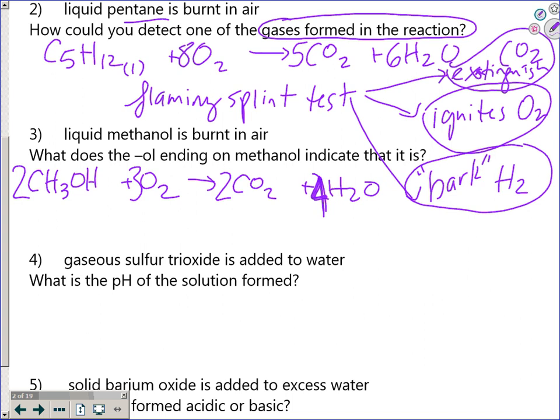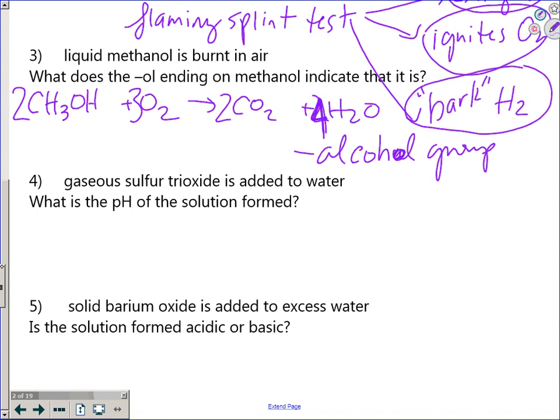And then everybody, what does the -ol ending mean? Alcohol group, right? And the alcohol group is not one that will deliver an H plus, like an acidic solution. That would be something like a carboxylic acid group. Okay, gaseous sulfur trioxide. You guys go ahead and do that one because I don't know that you made it that far. Take 30 seconds to predict that product.